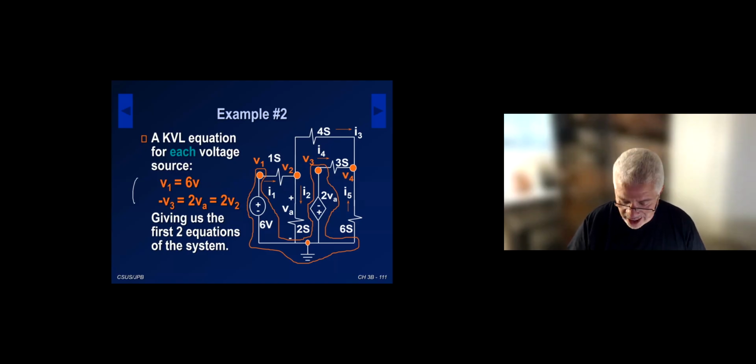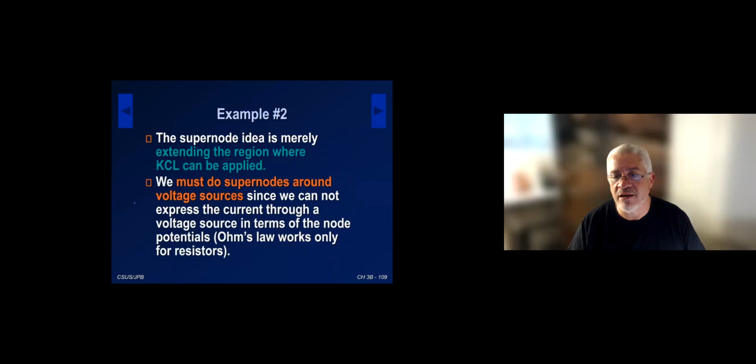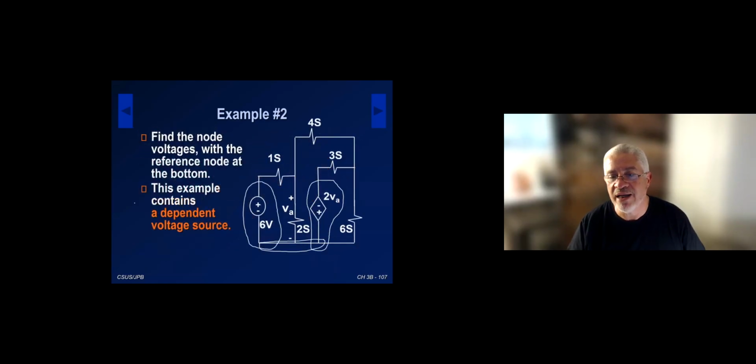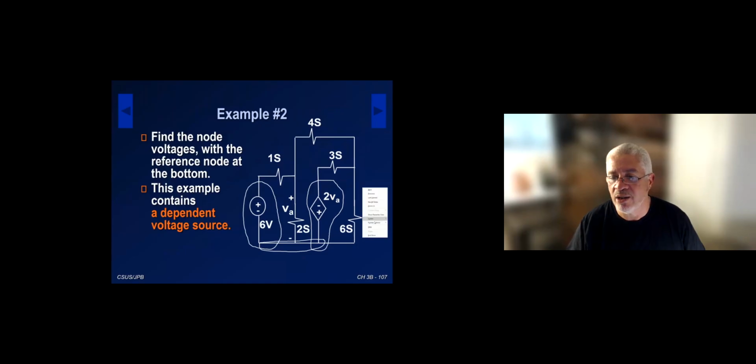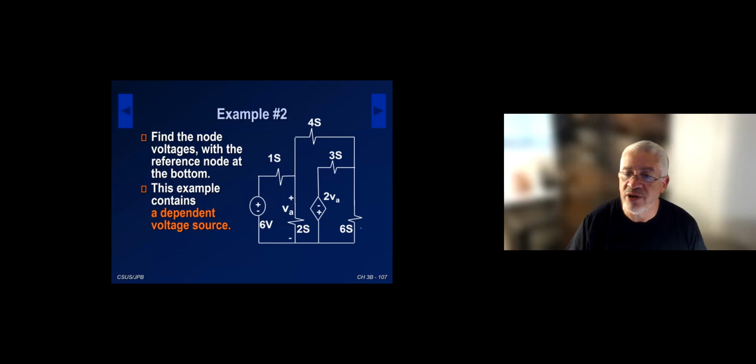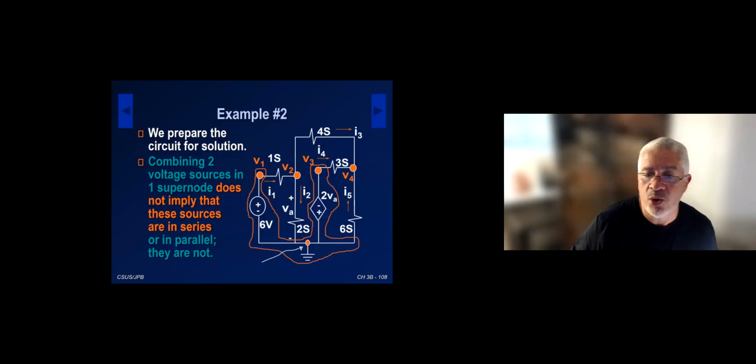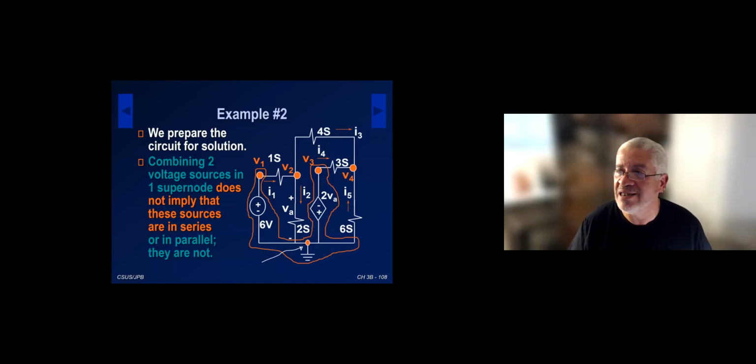So again, let me just go back here for a second quickly. If you look at the original problem here, this is the problem that was given. The dependent source here had a voltage 2 VA, where VA was given essentially as the potential across the 2 Siemens resistor. So that's what we have here. So we prepared the circuit. We realized that those 2 supernodes had a common node at the bottom. So we combined the 2 supernodes.